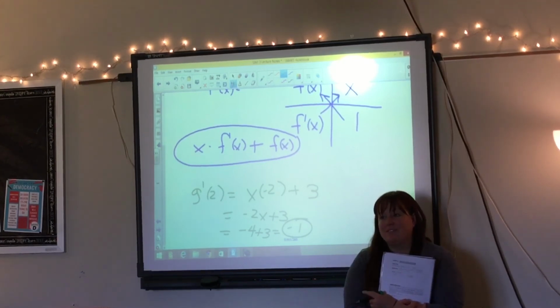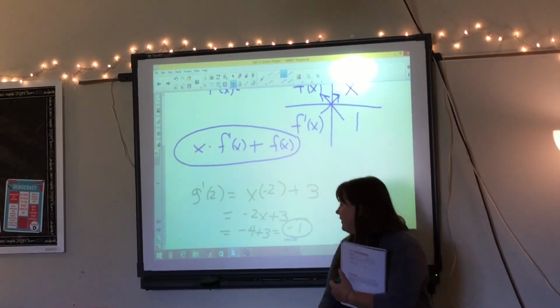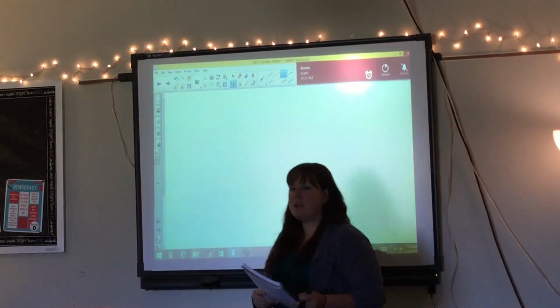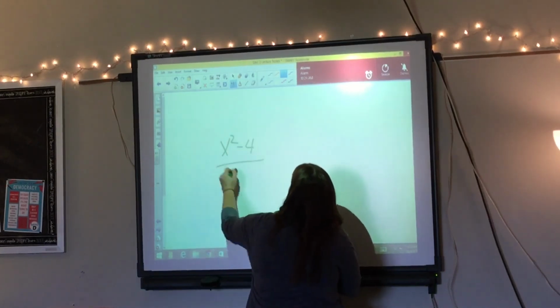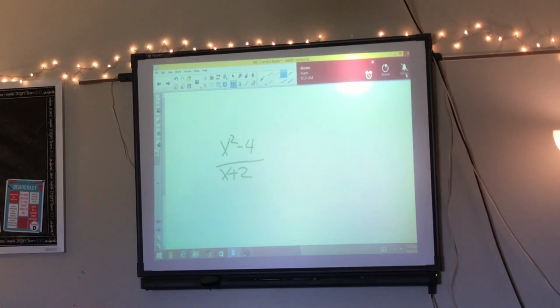Number 4, both mine and Emily's, is pretty easy. Number 4: differentiate without using quotient or product rules. So we use some algebra. Right now it's a quotient. Never mind, we got it. You got it? Good. Okay, just use algebra.